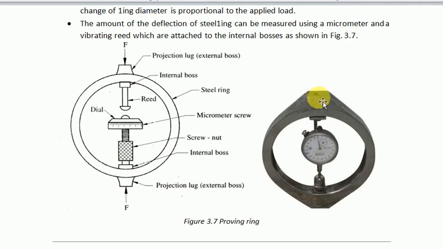When the force is applied, this ring will try to compress, and this compression will deflect this dial gauge. Based on this deflection or number of rotations, whatever the deflection of this ring has been measured, the reading will be taken in order to calculate the force.